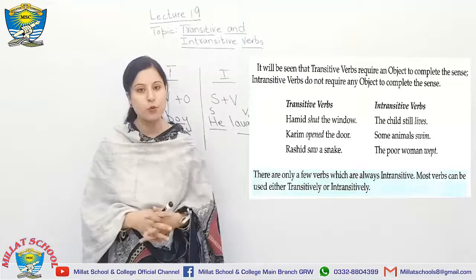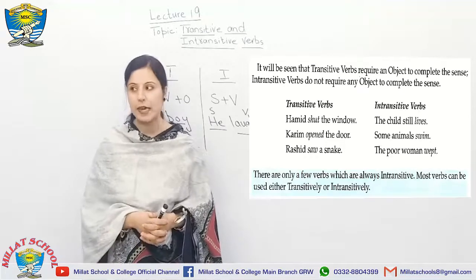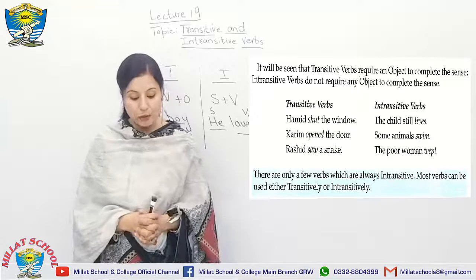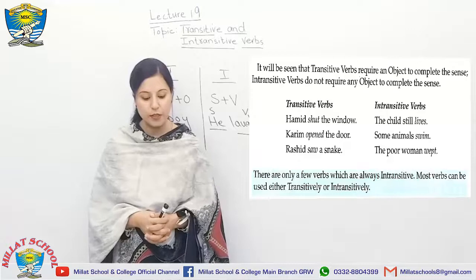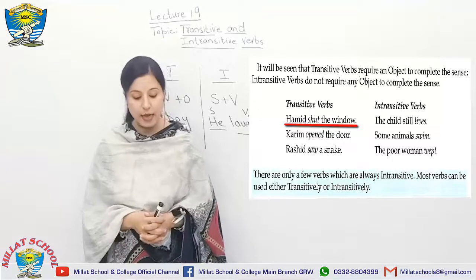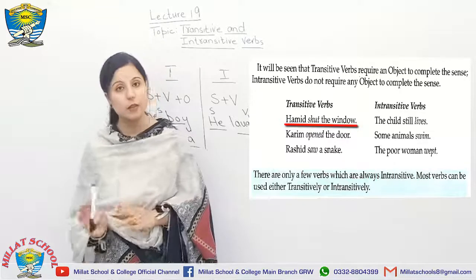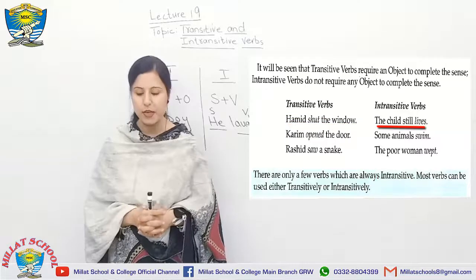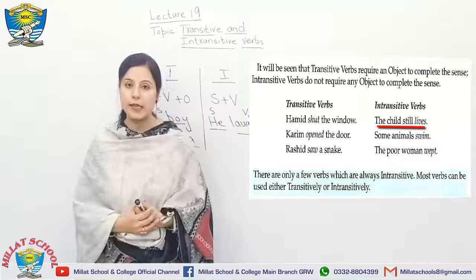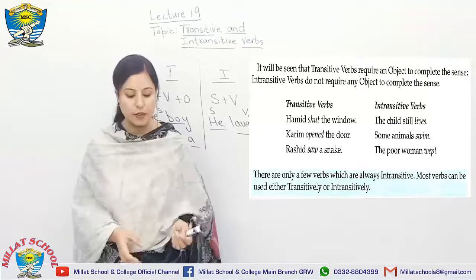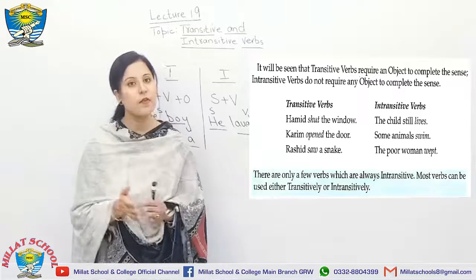We will use page number 95 for that. Have a look on this page. There are few examples that have been given to you. For example, transitive verbs and intransitive verbs on the bottom of your pages are some words that have been used in italics. Like Hamid shut the window. There is again a verb with an object. So it is your transitive. What's intransitive? The child still lives. There is no object here. That tells us that this is your intransitive. All the rest of the words that have been written in italics are all your transitive and intransitive verbs.